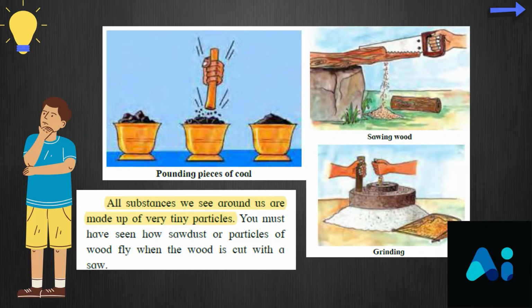So it's very important to see that every object that we see around, okay, it's made of tiny particles, or all the substances that we see around are made of very, very tiny particles. Some of them are so tiny that they are not even visible to us.